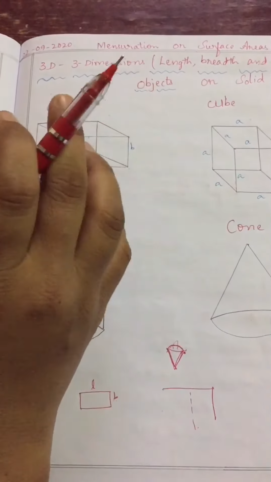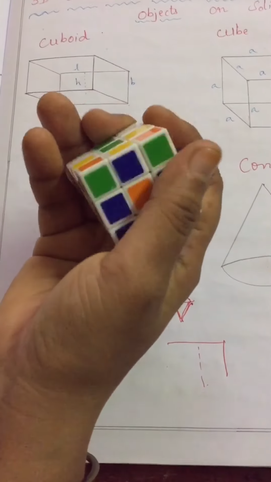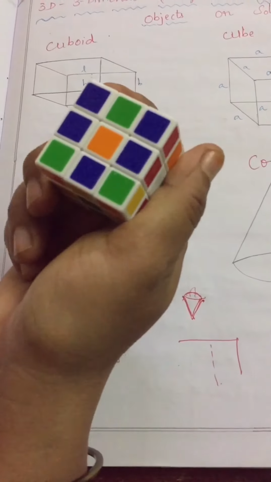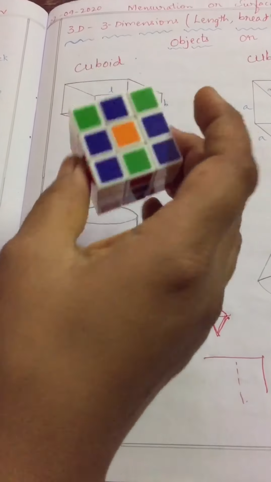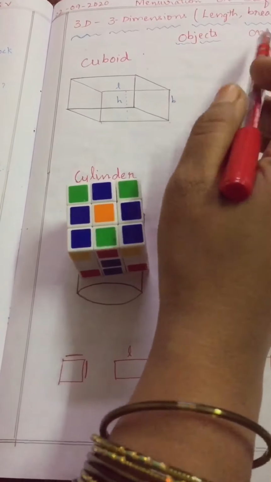And it is a solid object. We will find volume also. Volume is nothing but how much quantity the object can contain, that is nothing but volume. So whenever we are talking about solid objects, that is nothing but surface area and volume.